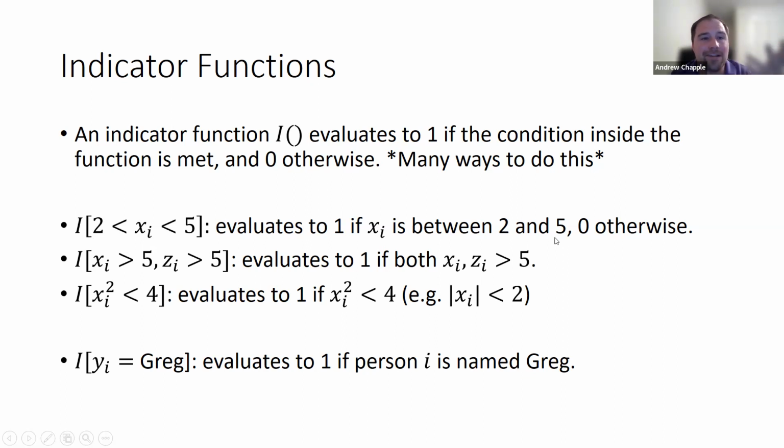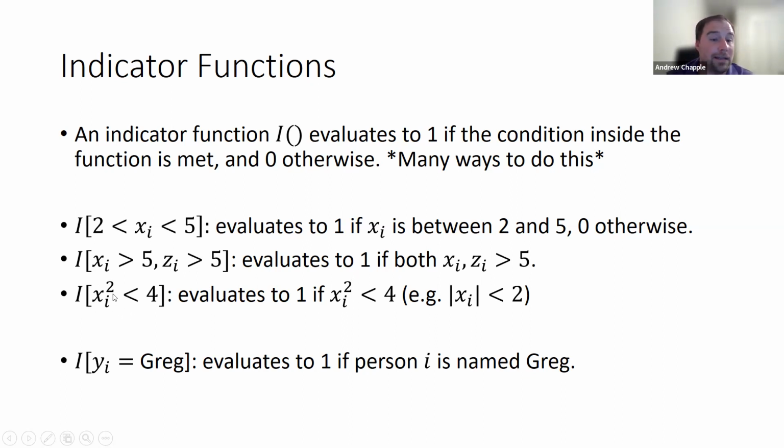Now imagine that I have another variable zi. I don't know what zi is. Maybe zi is weight gain, in pounds. So this indicator function here will evaluate to 1 if both the height gain and the weight gain are bigger than 5, as an example. So both of these have to hold. That evaluates to 1. Otherwise, it'll evaluate to 0. This is another example of an indicator function.